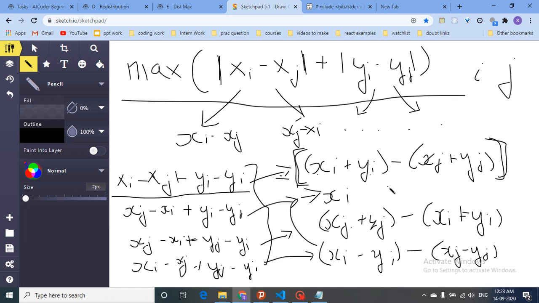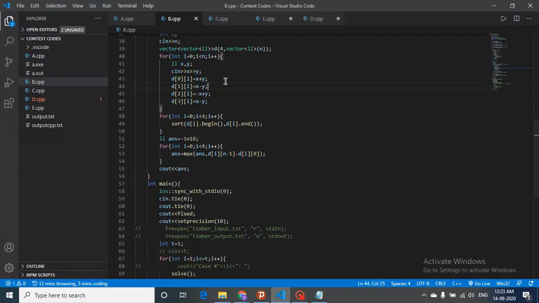I hope you understand. Write it down on paper and you will understand it more clearly. It's just pure mathematics, you are doing nothing else. So that's the whole logic. I'll take you down to the code part to make it even more clear.